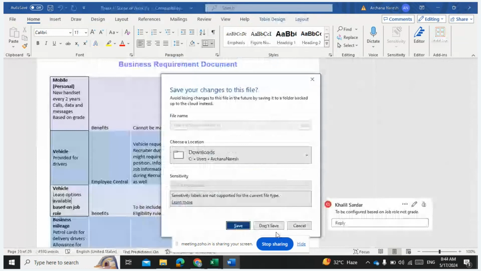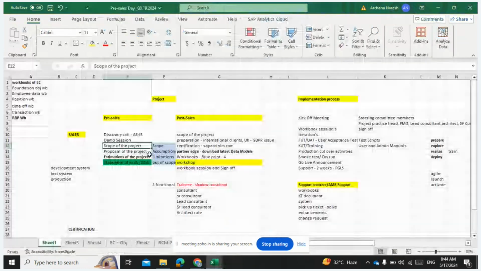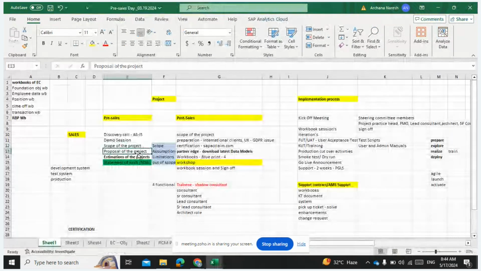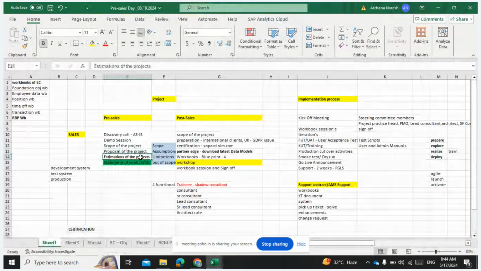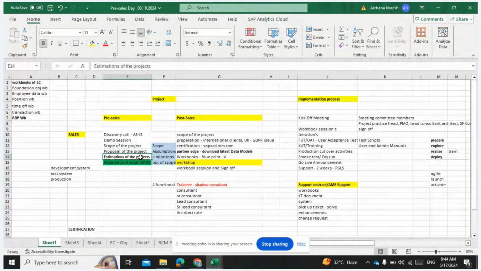So that is called scope of work and proposal of work. In the same proposal, you will also have estimations. Estimations are nothing but commercials, which we are not involved in. I have almost 14 plus years of experience in this industry. However, we are not included in the commercials, because commercials come from the finance department.